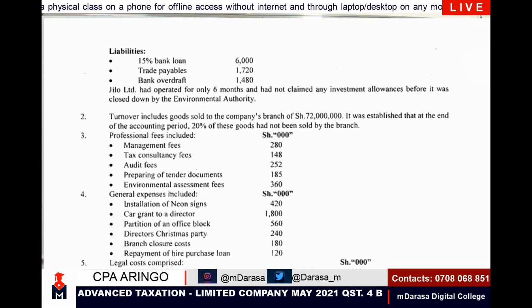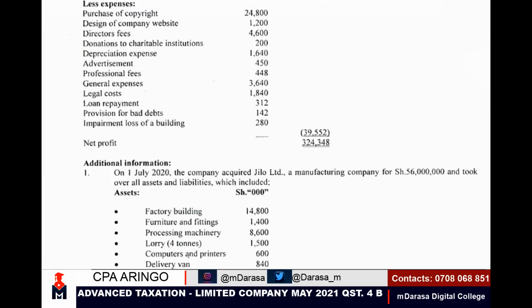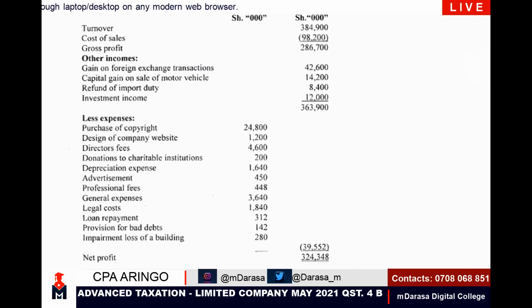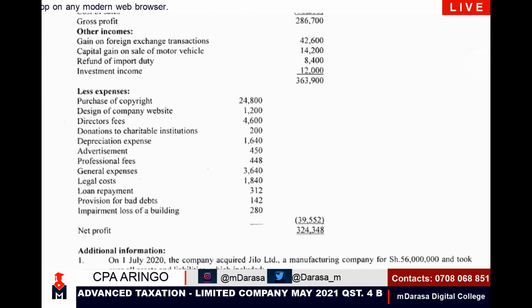So basically, at this point, you can see that two things are happening here. We do have these two firms. Look at this case, my good students. We do have Gilo, and we do have now our company, which in this case we are looking at our books, which is Jamji Manufacturers.